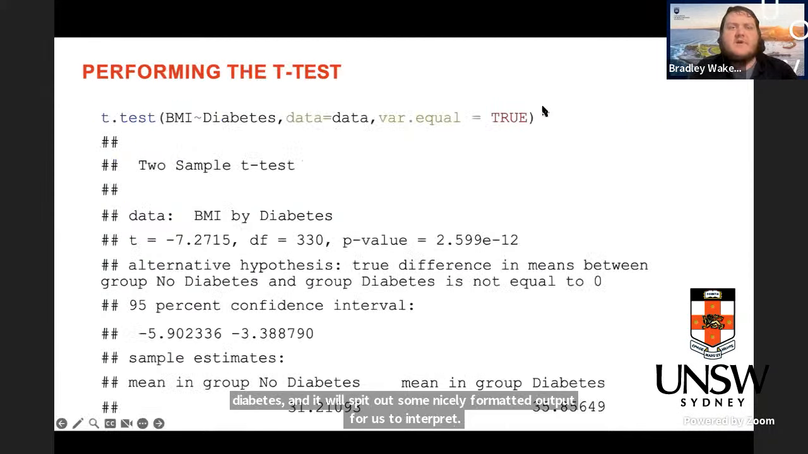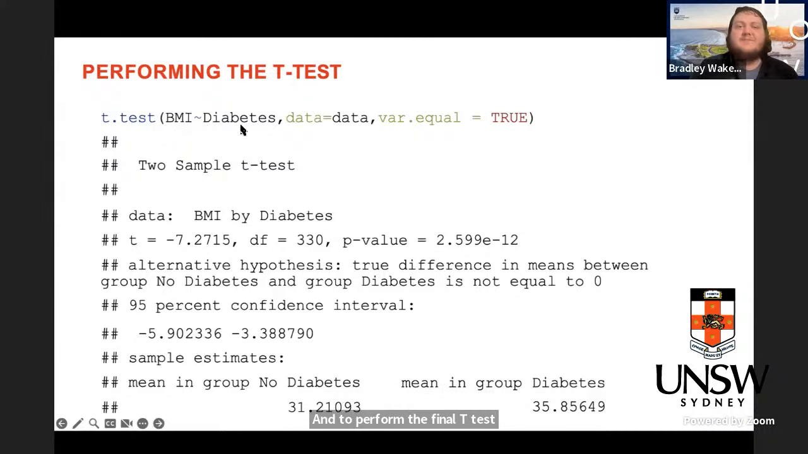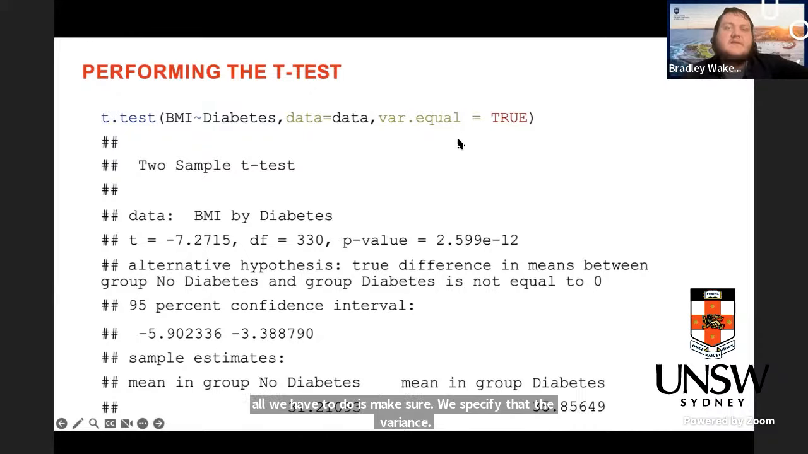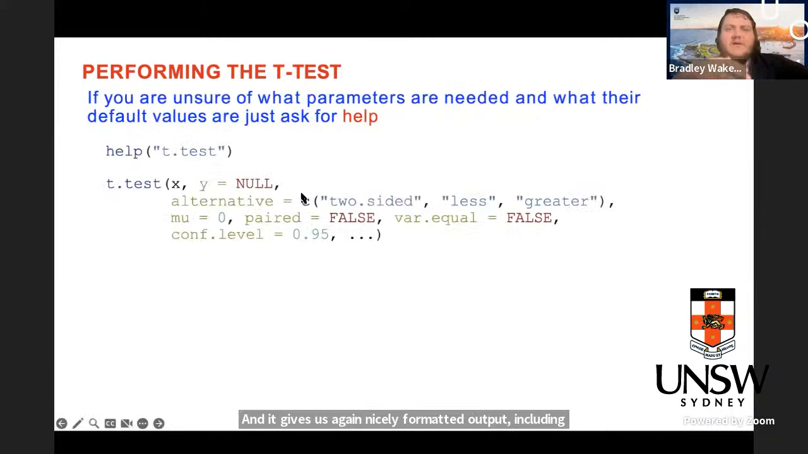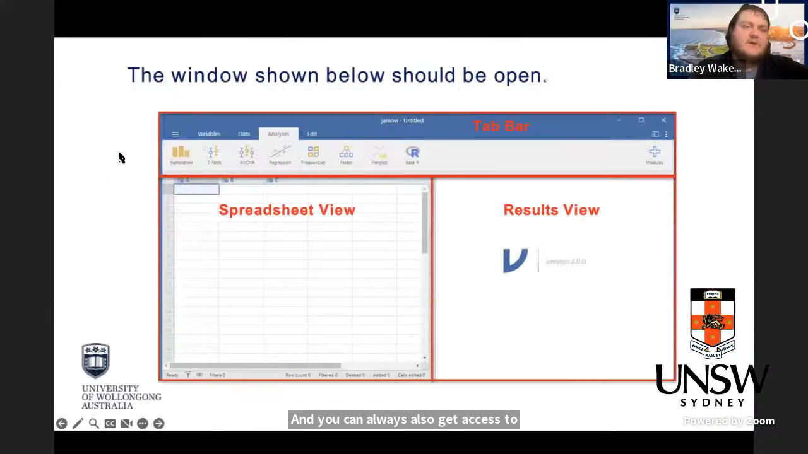And to perform the final t-test, we use that same syntax, BMI given diabetes, specify the data set, and all we have to do is make sure we specify that we're using the equal variance t-test here. And it gives us, again, nicely formatted output, including confidence intervals by default. And you can always also get access to the help documentation just using the help command.